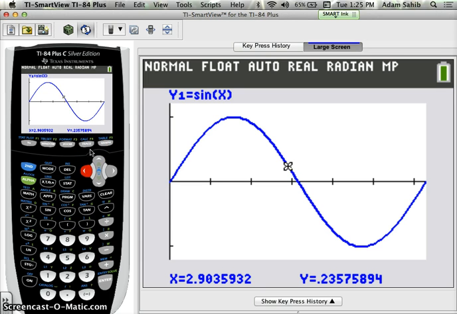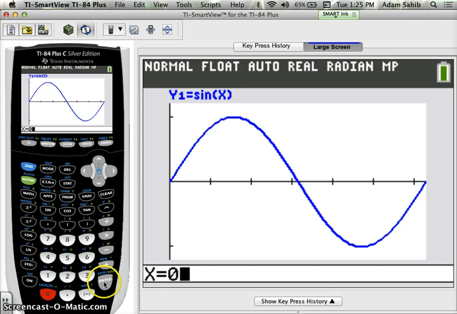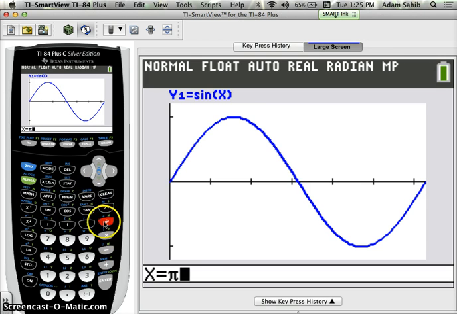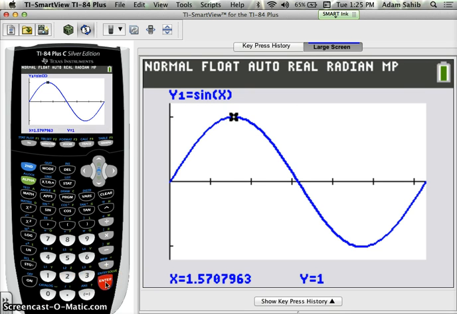If you go to trace and just hit 0, it lets x equal 0, then hit enter, and it gives you your point 0, 0. Make sense? Now if I hit trace and ask what pi over 2 equals, you can enter pi over 2. That's 90 degrees, or pi over 2 radians. Enter, it's 1.